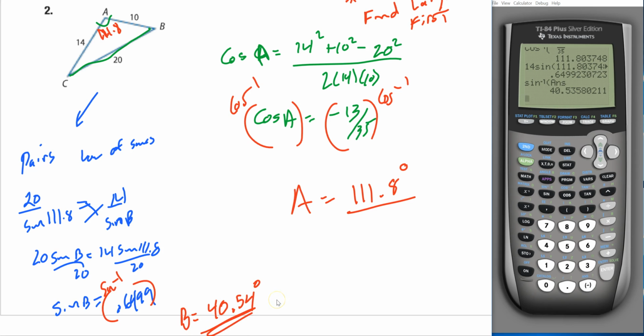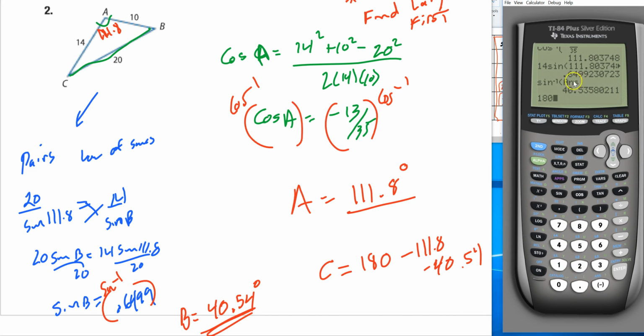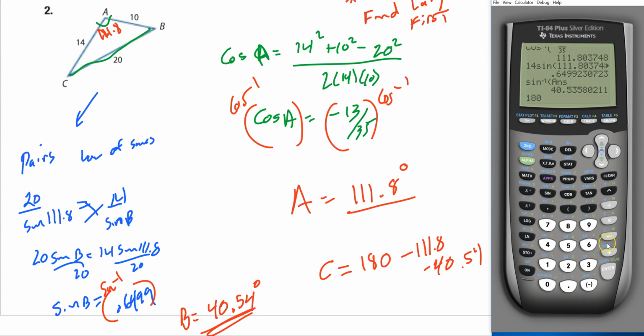So I get that. Again, I have angle A, I have angle B. If I want to find angle C, that's the easiest one. All you have to do is 180 minus the other two. So I'm just going to do 180 minus 111.8 minus 40.54. I get 27.66. And that's how you do it when you have all sides.